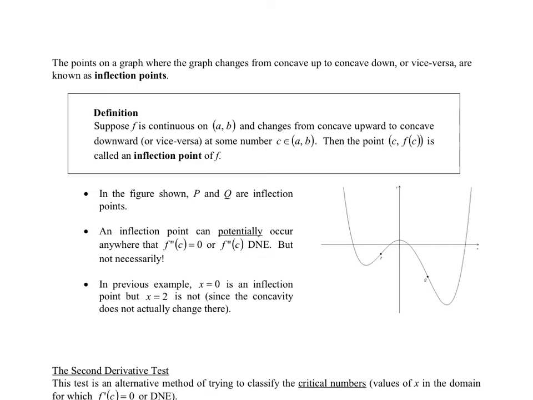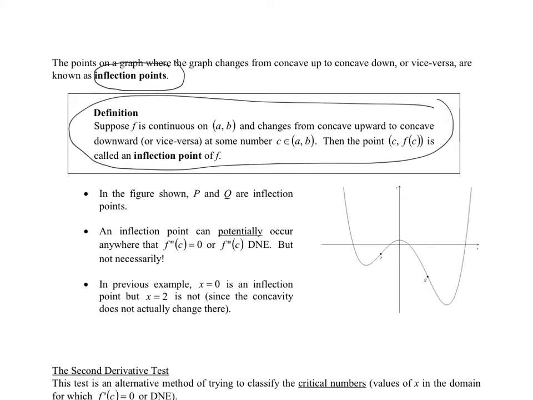Okay, an important piece of terminology here. Inflection point. An inflection point is a point on the graph of a function at which the graph's behavior changes from being concave up to concave down, or vice versa, concave down to concave up. That's spelled out very precisely in this definition here, but it's basically what I just said.